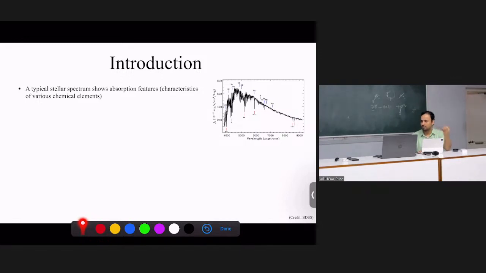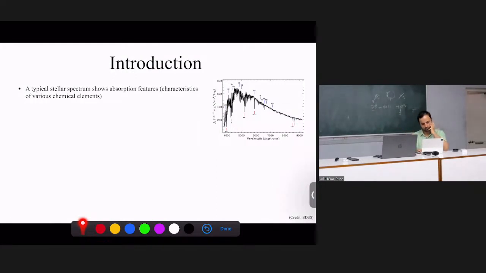You understand the concept? You have the core, where nuclear fusion is taking place, emitting continuous radiation throughout. But when the radiation passes through the outer layer, which is very cold, some of the radiation will be absorbed, and that depends on what chemical species are present. They will absorb at certain wavelengths, so we will see absorption features.